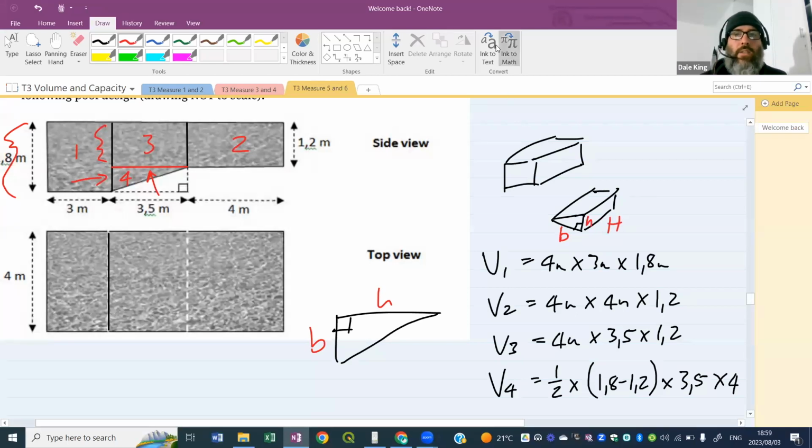Don't worry too much about this, guys. Ben, you did this in class today. Fantastic. You cut it up into different prisms, work out the volume of each prism, and then add them all up. If you get something like this, they should give you a formula. You cut it up into chunks, work out the volume of each one, and add them all up. But don't stress about this question, all right? It's a tough one.